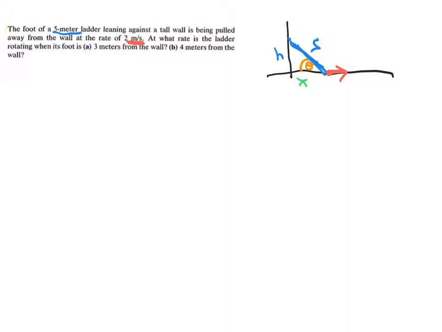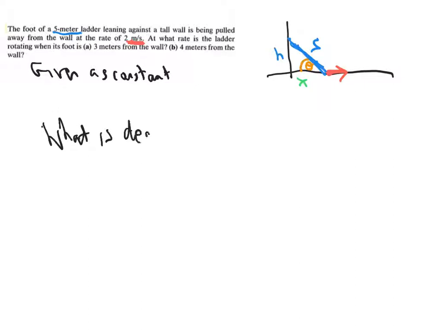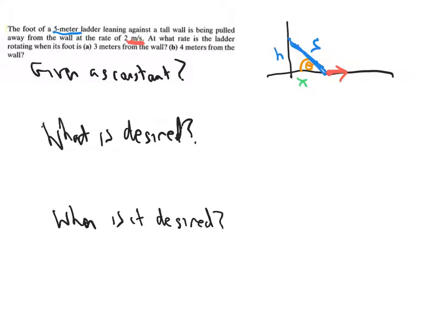So for related rates problems, and this is clearly related rates because we have an at-rate thing in it, what we want to know is we want to say what is given as constant, what is desired, and when do we want to know it? When is it desired? Usually the when is it desired is going to be more of a condition than a time, but depends on the problem. So what's given as constant?